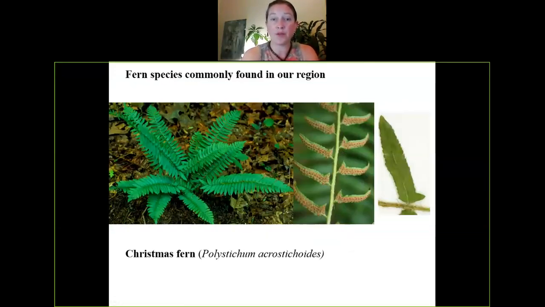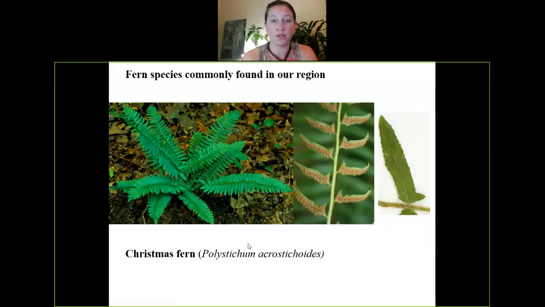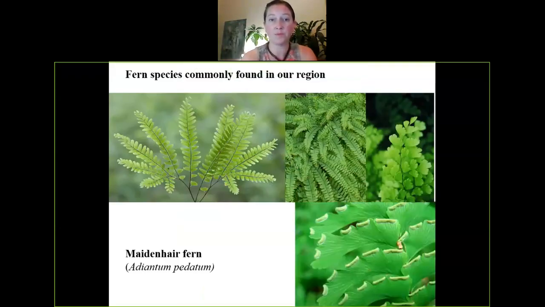Christmas fern is another super common fern in our area. It has sporangia located in clusters on the bottom side of the leaves and the leaflets. The way to tell Christmas fern from other ferns is that the leaflet kind of looks like a mitten. These ferns are called Christmas ferns because they're commonly used in holiday decorations. For whatever reason, I don't know why. This is just showing the sori of the sporangia on the underside of the leaf of a Christmas fern.